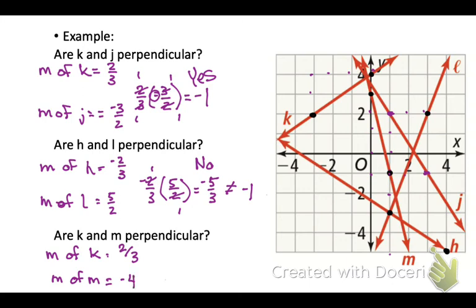Did you guys get negative 4 over 1? Okay, so we already know the answer is going to be no, but we've got to prove it to everybody, right? So 2/3 times negative 4, and I can put that over 1, correct? And 3 and 4 do not reduce, so I just have negative 8/3, which is definitely not negative 1, so the answer is no.